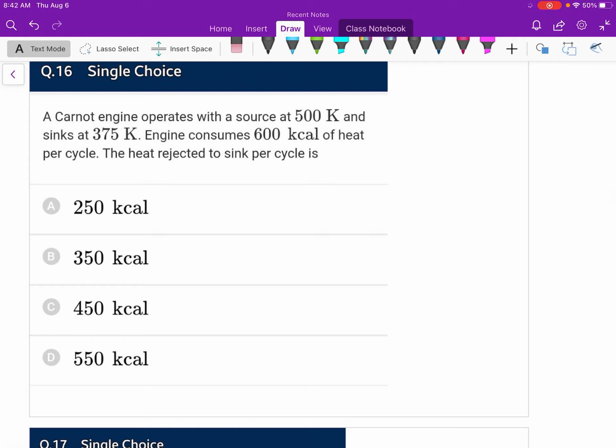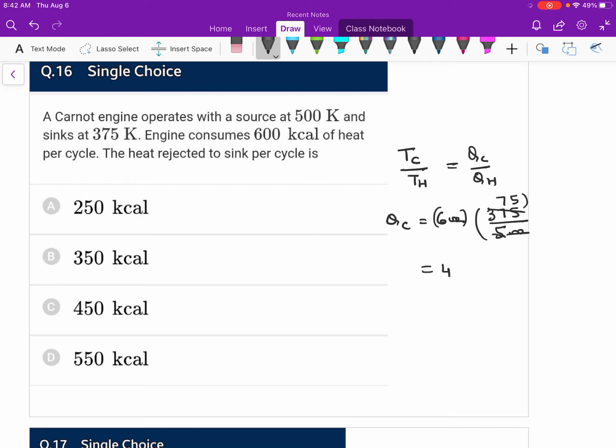16. A Carnot engine operates with a source of 500 Kelvin and sink at 375 Kelvin. So Tc upon Th is Qc upon Qh. So the heat rejected Qc is Qh, which is 600 kilocalories, into Tc, which is 375, upon 500. So 5 sevens are 35, 5 fives are 25. So this is 450 kilocalories.